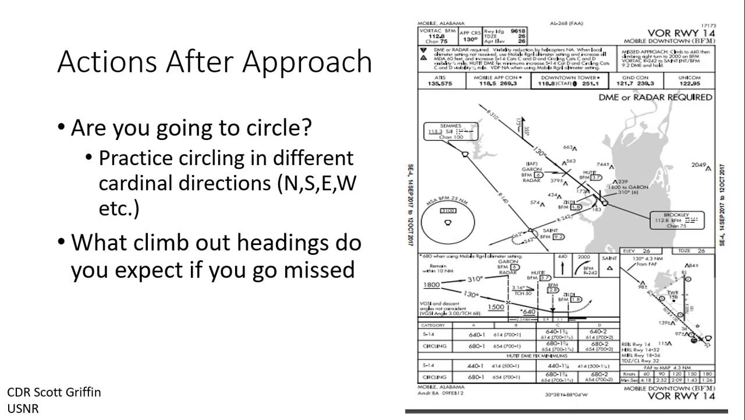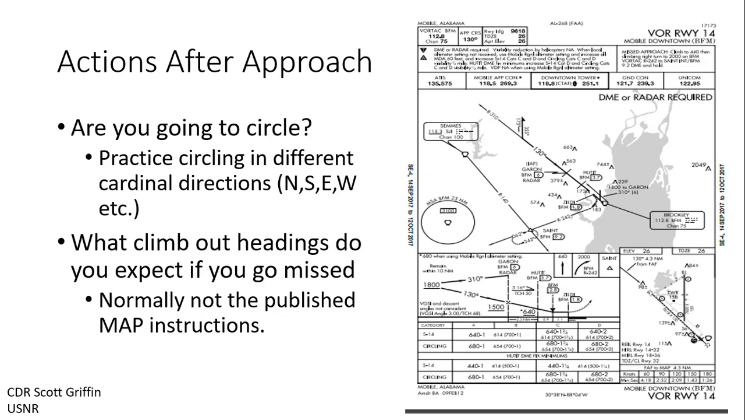Also, what climb out headings do you expect if you go missed? Now, believe it or not, these are normally not the published missed approach headings. And the reason why is a missed approach is probably going to have you climb to some VOR and hold. But honestly, ATC, they know you're going to do another approach. They know you're going to do something else. So what would be the easiest heading and altitude for them to give you to do another approach?